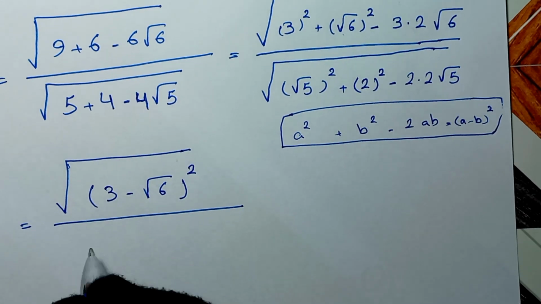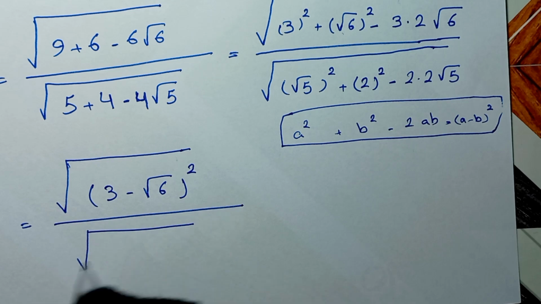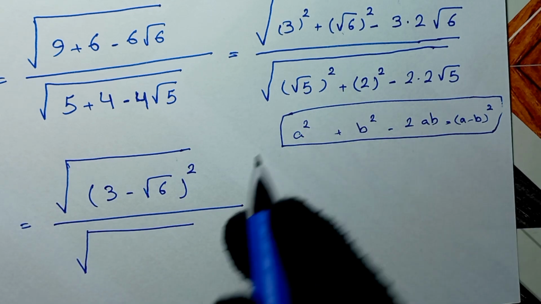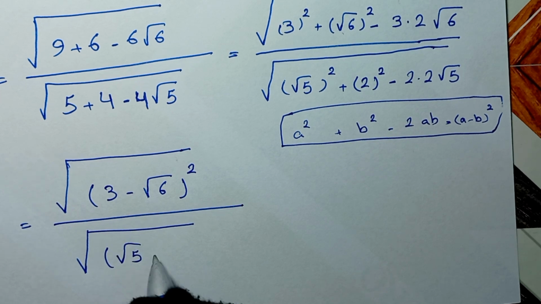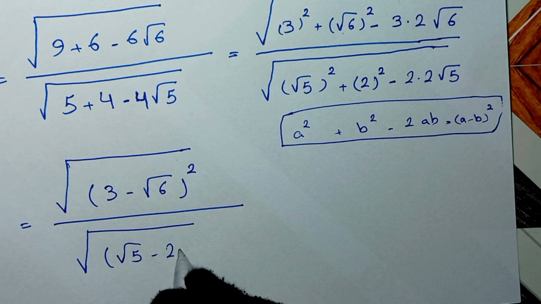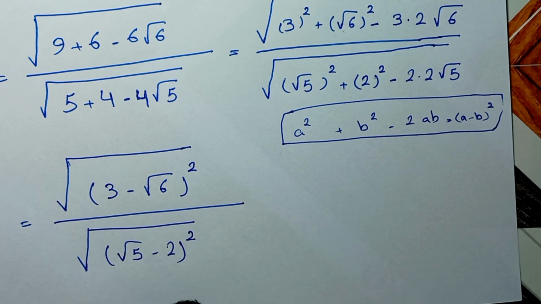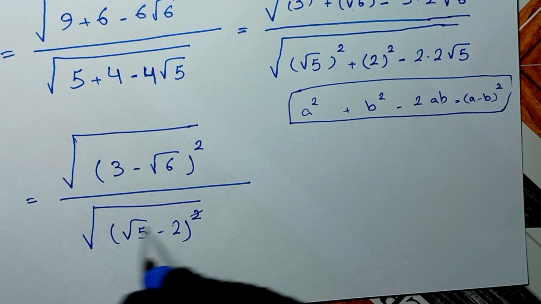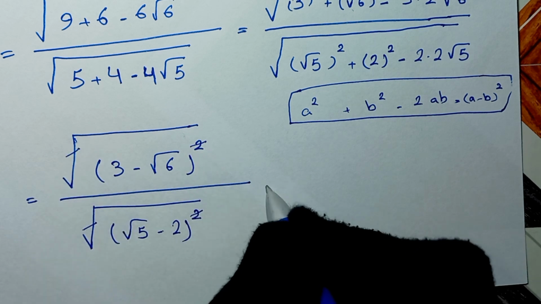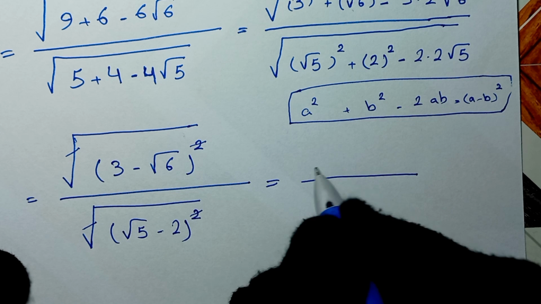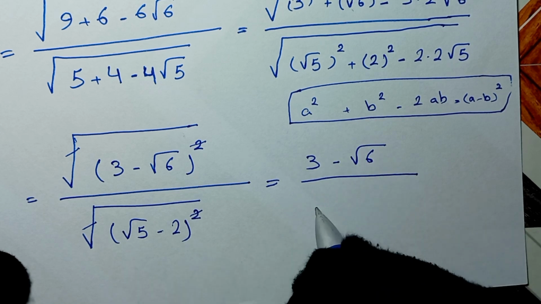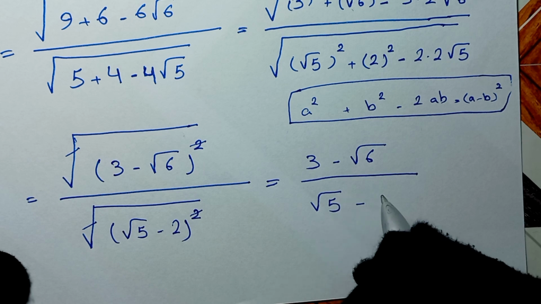And for denominator, square root of, in here, a square is square root of 5 square, so a is square root of 5, so we write square root of 5 minus b, b square, b is 2, right? Minus 2 to power of 2. And here, this 2 will cancel this square root, and this power of 2 will cancel this square root, and it will be 3 minus square root of 6 over square root of 5 minus 2.